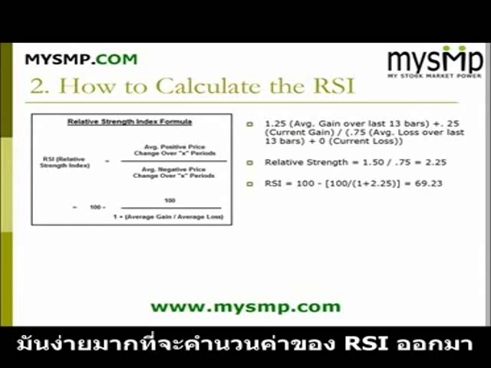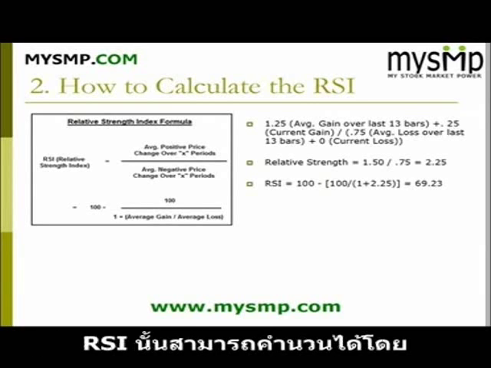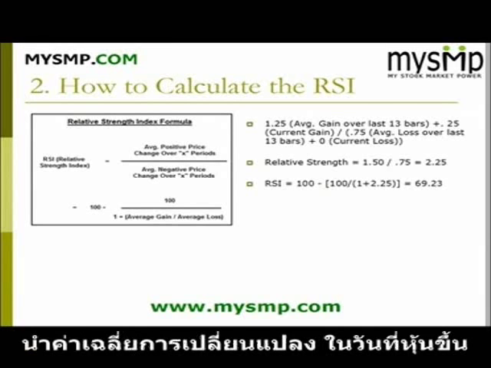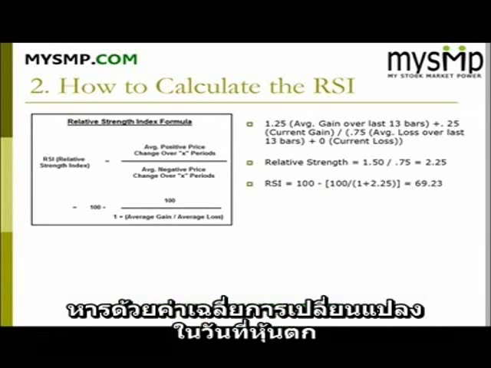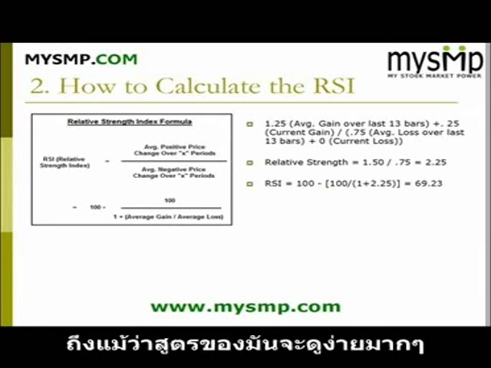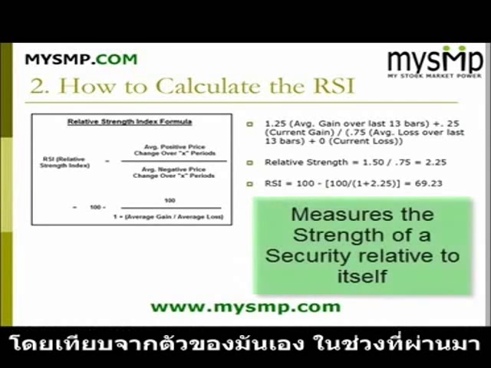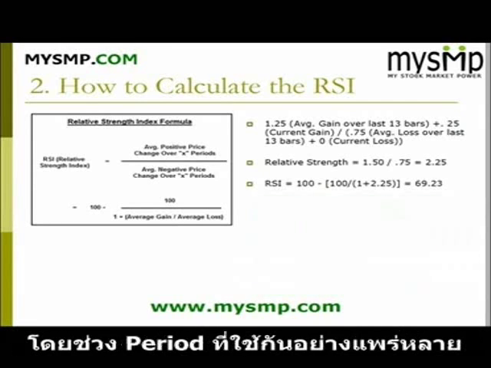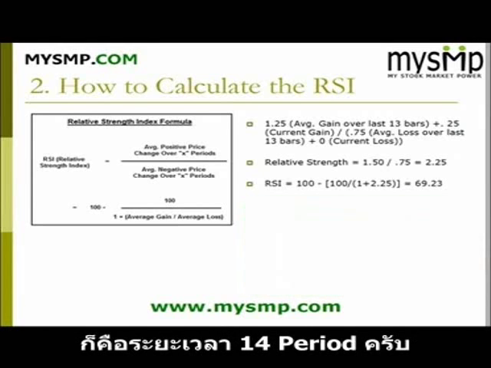It is fairly simple to calculate the RSI. Looking at the formula, you will notice that the RSI is calculated by dividing the average positive price change over X periods by the average negative price change over X periods. While the formula is extremely simple, its power comes from the fact that it measures the strength of a security relative to itself. The most common X periods that most traders use is 14.